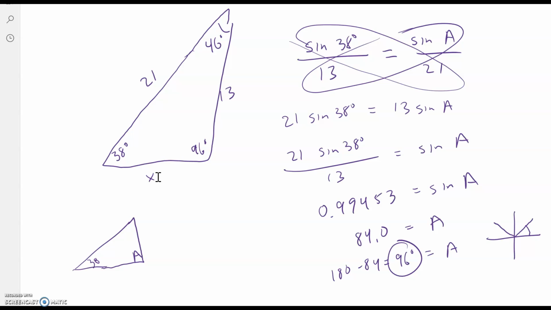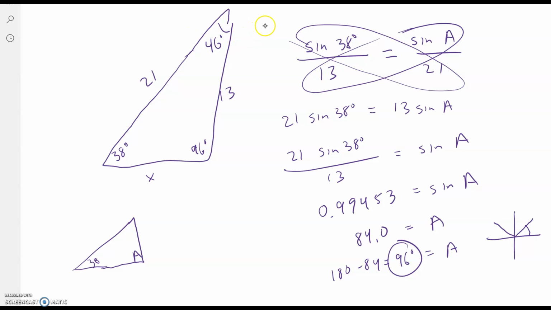At this point, you've got a lot of choices. If you want, you can use law of cosines with the 46 and the 21, or just do law of sines again. Sine 46 divided by x. So actually, I did have to find that angle anyway. So sine 46 divided by x equals sine 96 divided by 21. So let's go ahead and just do law of sines again.